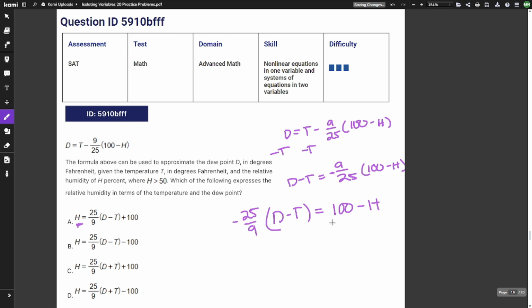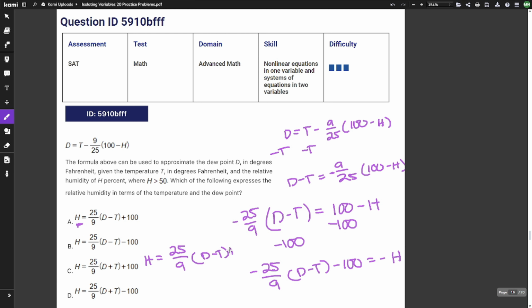Then we want to move this 100 over, so we're going to subtract 100 from both sides. Negative 25 over 9 d minus t minus 100 is equal to negative h. And now we need to get rid of this negative sign, so we're going to divide everything by -1, which just means flip the signs. So, finally, we get that h is equal to 25 over 9 d minus t plus 100. Now, you notice that whatever's in the parentheses stays the same, right? It's just the one on the outside that changes. So our answer is A.